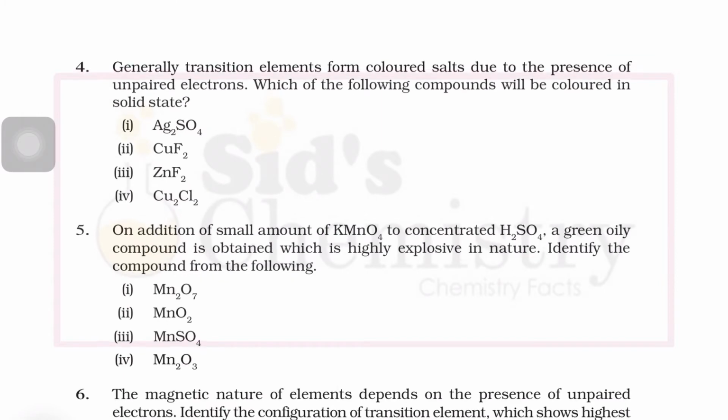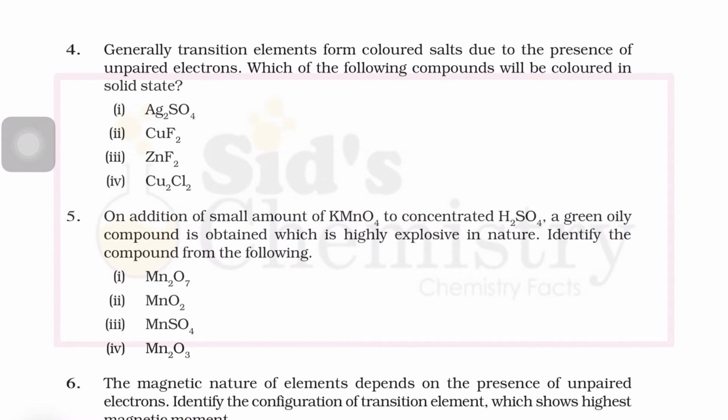Now coming to question number 4. Generally transition elements form colored salts due to the presence of unpaired electrons. Which of the following compounds will be colored in the solid state? Dear friends, in the solid state, CuF2 is the colored compound, and therefore the correct option is option number 2.